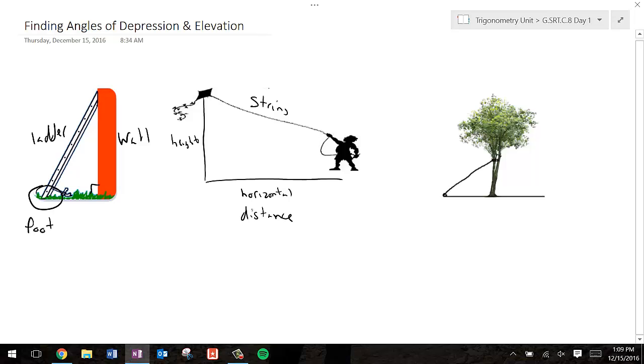And the other one you'll see is when we use a wire to kind of help support a tree. You've got your wire, and you've got the height of the tree, and generally right down here we refer to that as the stake holding the wire in. Okay, so these are 3 really common pictures that you'll see.